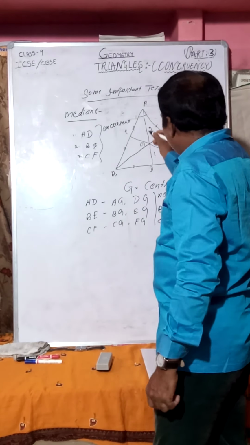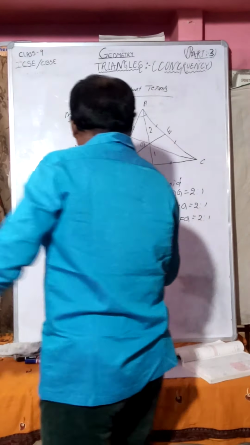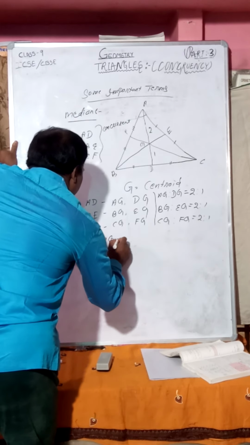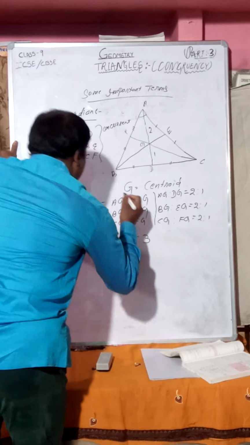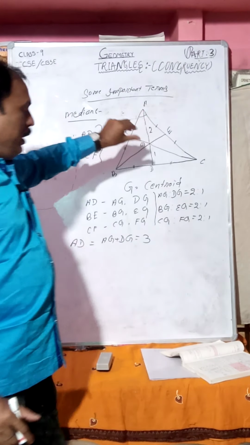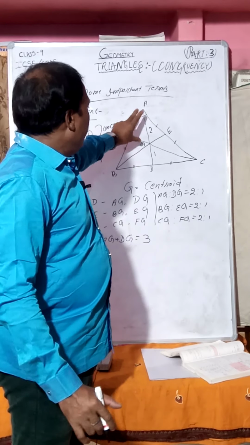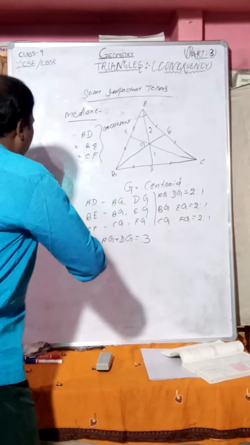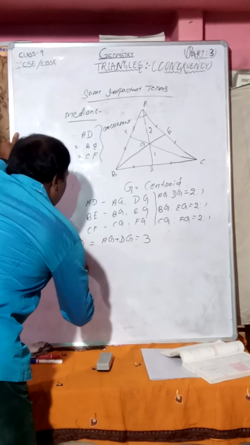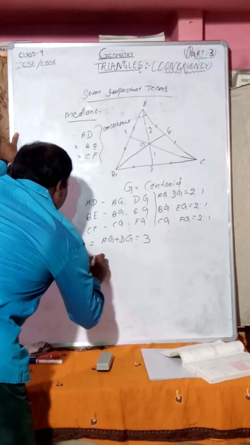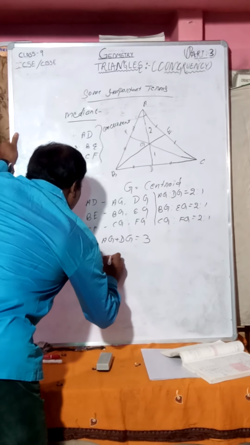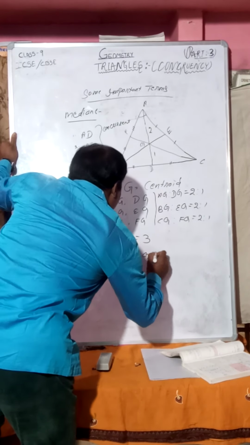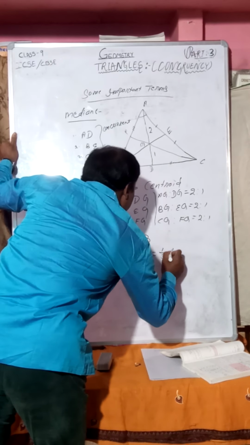That means AG is 2 and DG is 1, so total AD is equal to AG plus DG, that is 3 parts. If we consider AD as the 3 parts, the 2 parts are AG and 1 part is DG. So AG is equal to 2/3 of AD and DG is equal to 1/3 of AD.